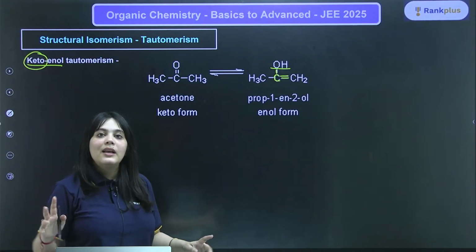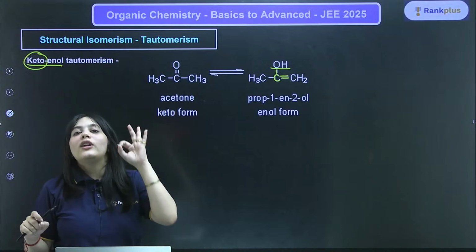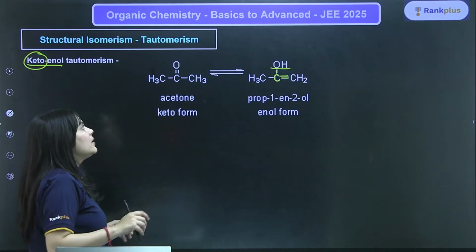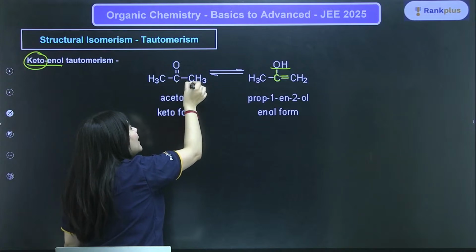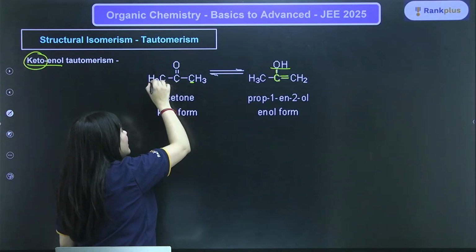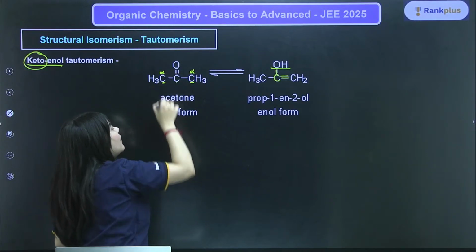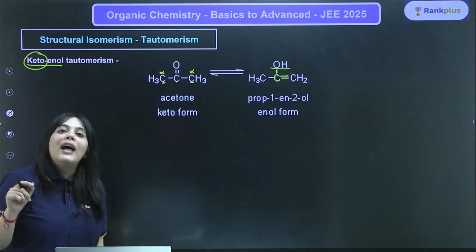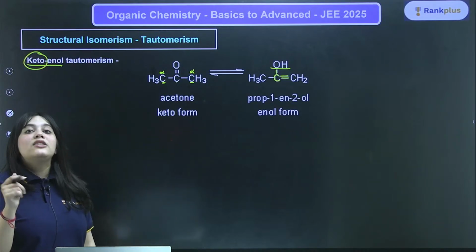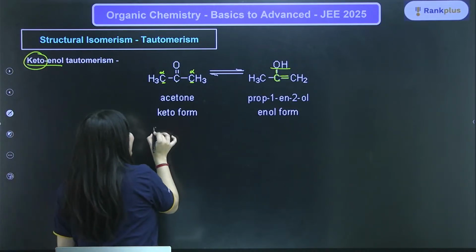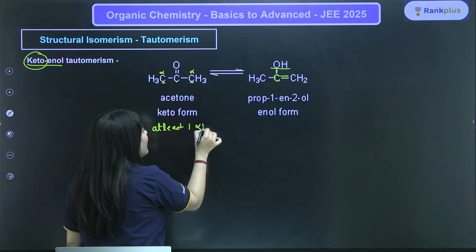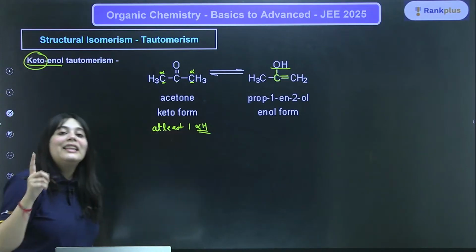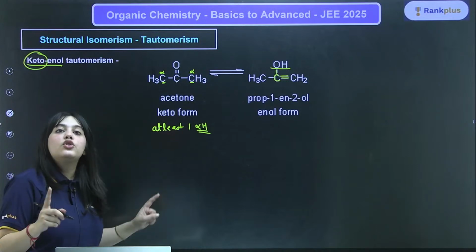How does it happen? There is a condition. What is the condition for keto-enol tautomerism? There should be a keto group, and the carbon that is directly attached to that keto group, whether here or here, is called the alpha carbon. To that alpha carbon there must be at least one alpha hydrogen. Only and only then will it show tautomerism.